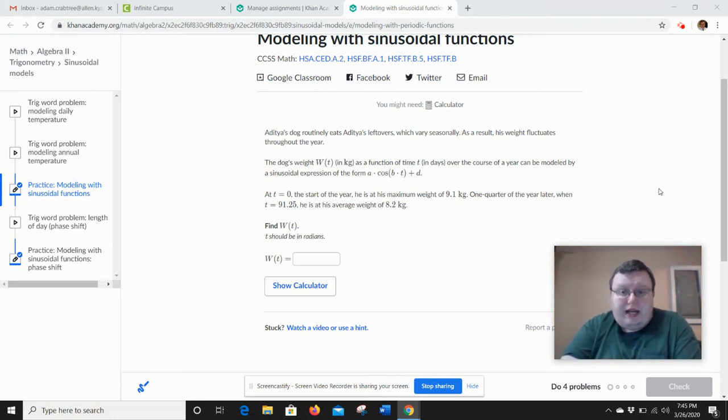We know that his maximum weight is at T equals 0. It starts at the maximum. That's what a cosine function does. Cosine, remember, starts at the maximum, or at the minimum if A is negative, but it's going to start at that maximum value. So that lines up with exactly what we've already talked about. So at 0, it's at 9.1 kilograms. That is a maximum point. Okay.